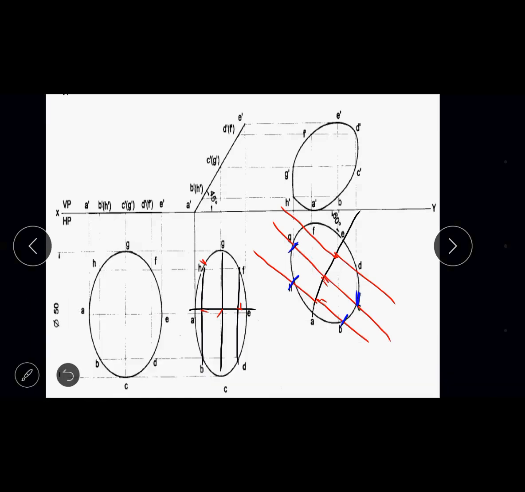And similarly, from the third intermediate point, measure the distance from the third intermediate point to the position F, mark it on the top, then again to the position D.